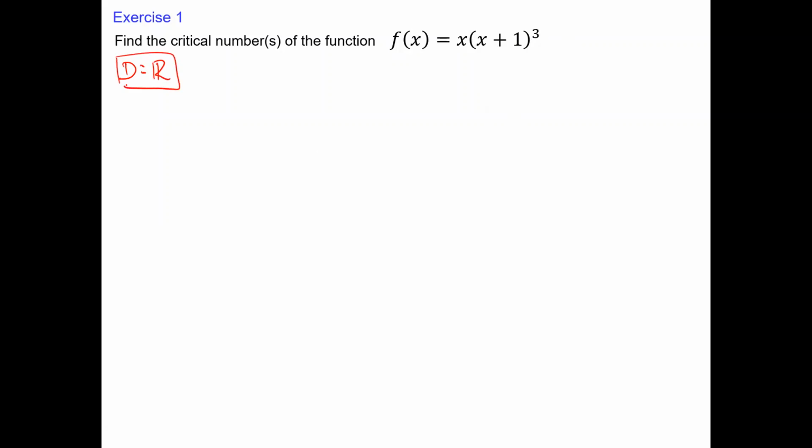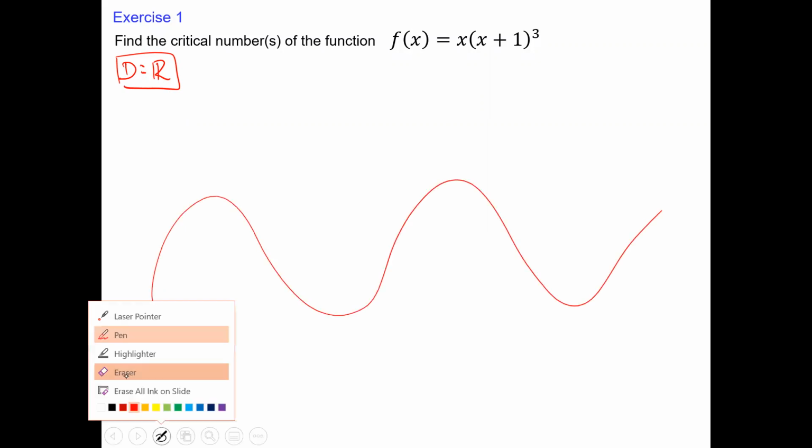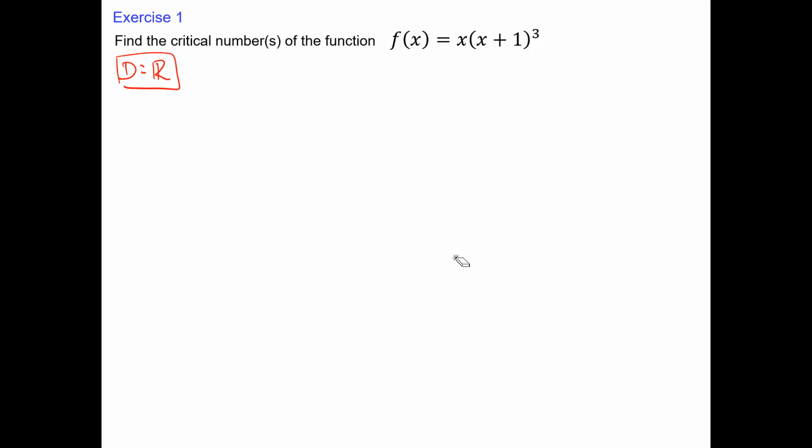Then whatever number we find will belong to the domain, and if we satisfy the condition, it will be a critical point. Also, for polynomials, the derivative is defined everywhere because polynomials are nice and smooth curves like this. No jumps, no asymptotes, no sharp corners. Let's start the work. For the critical numbers, we will always start with the derivative. Let's find out what the derivative is.